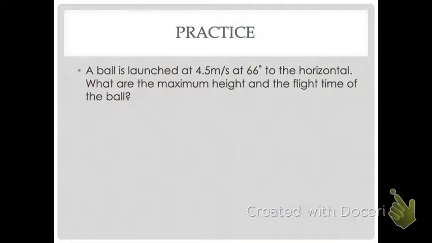All right, this is very similar to the first problem we did. It asks for max height and flight of the ball. Okay. When it says to the horizontal, all that means is that here's our horizontal. It's launched 66 degrees up from that. So it's the same way we've been drawing it. Okay.